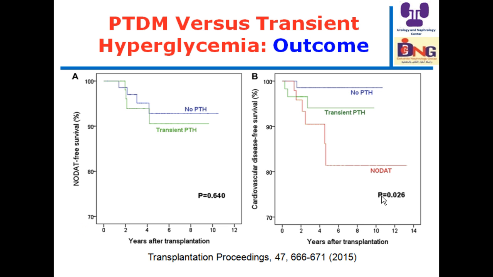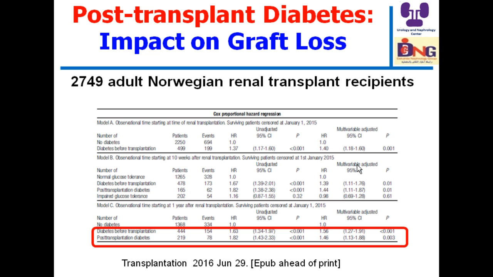Regarding the outcome of hyperglycemia and diabetes after transplantation, this is transient post-transplant hyperglycemia, and there is insignificant reduction of graft survival, but the presence of post-transplant diabetes adversely affects graft survival. When we look at this large cohort of patients in the Norwegian renal transplant study, they looked at the observation time starting at the time of renal transplantation.